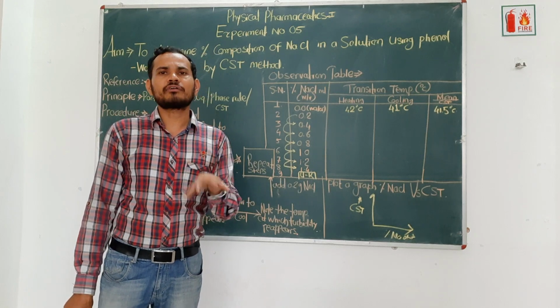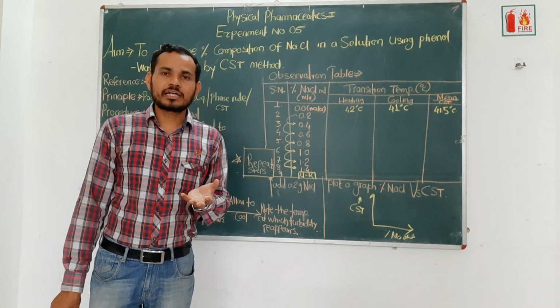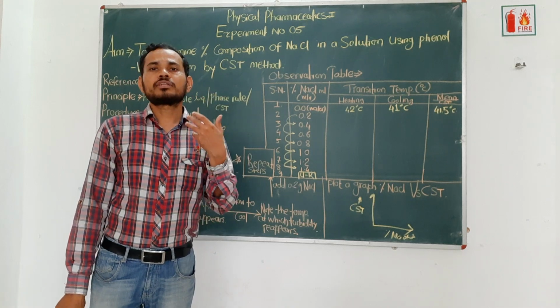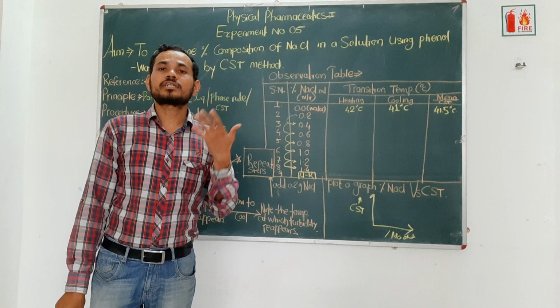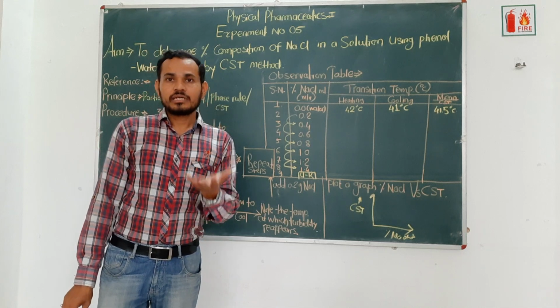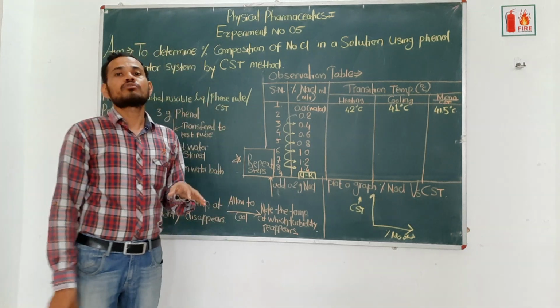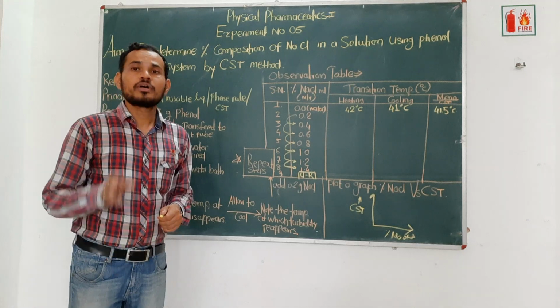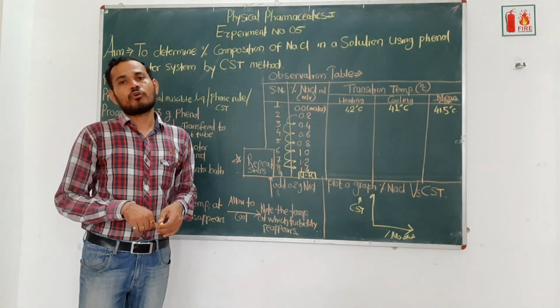So by this phenol and water system, one can find out the critical solution temperature along with the impact of the different concentrations of NaCl, and from that one can find out the unknown concentration of NaCl in the given phenol water system.